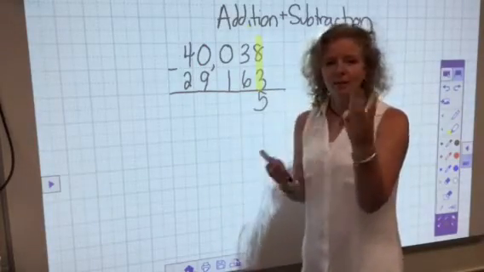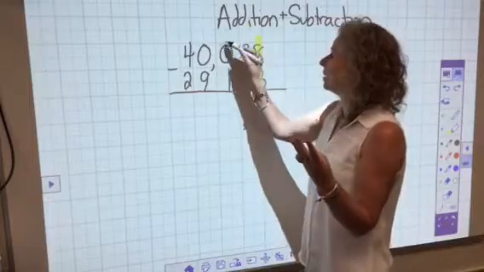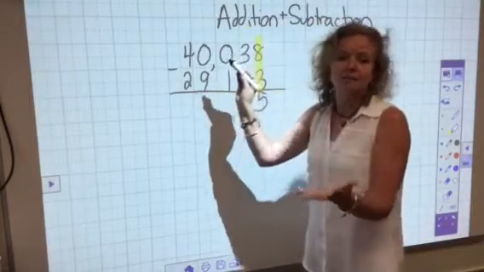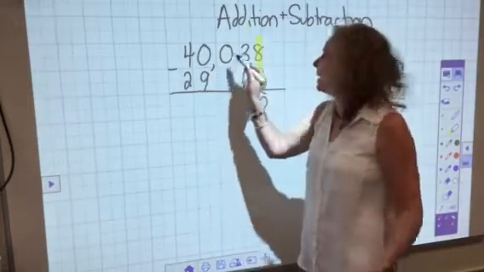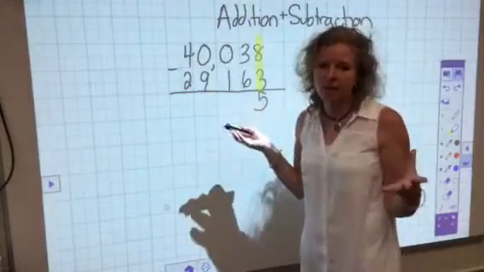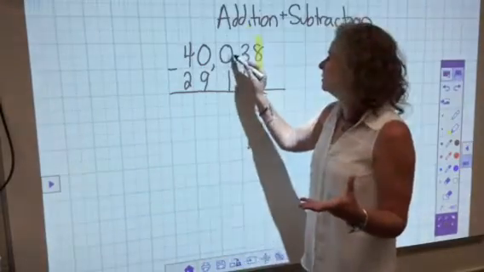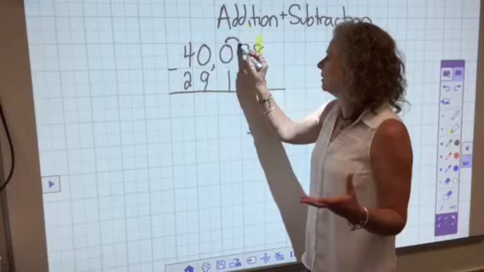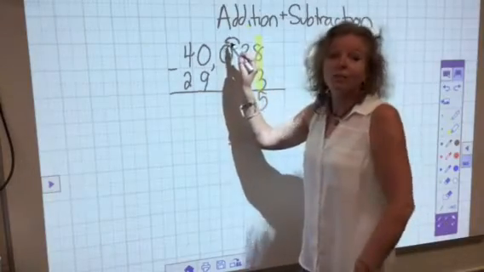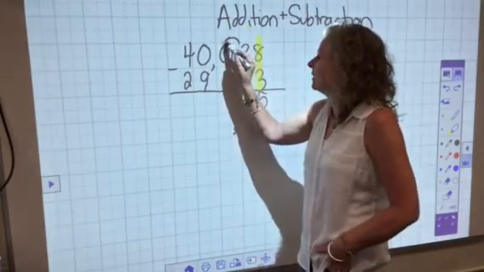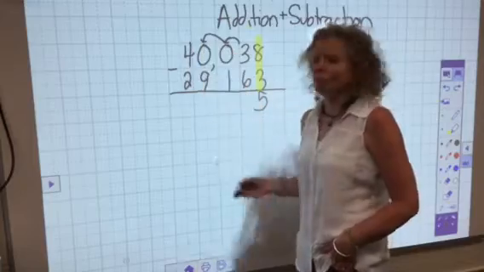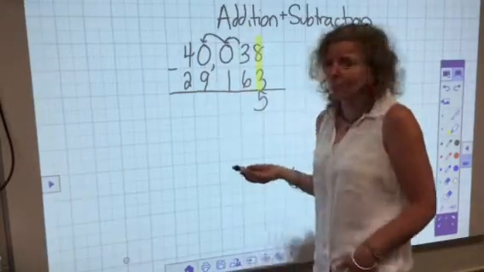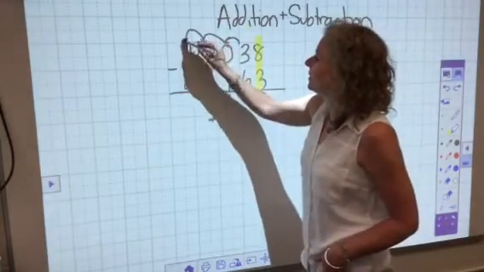3 minus 6, I have 3. Can I take away 6? No. So I need to go to my neighbor. What do? I taught you this in 3rd grade. My neighbor has nothing. So what do? I went to my neighbor. He was broke. So guess what my neighbor did? He went to his neighbor, who was broke. So then he went to his neighbor.